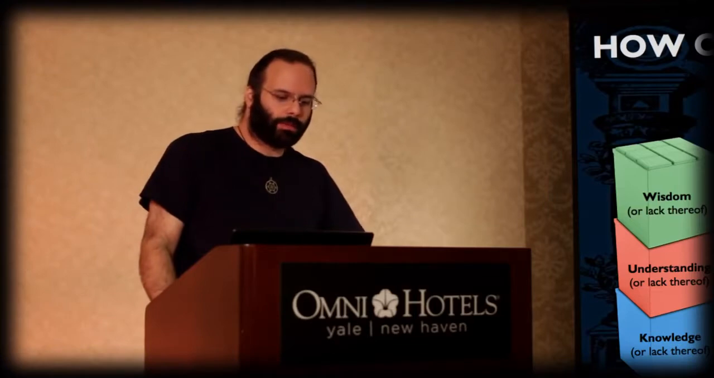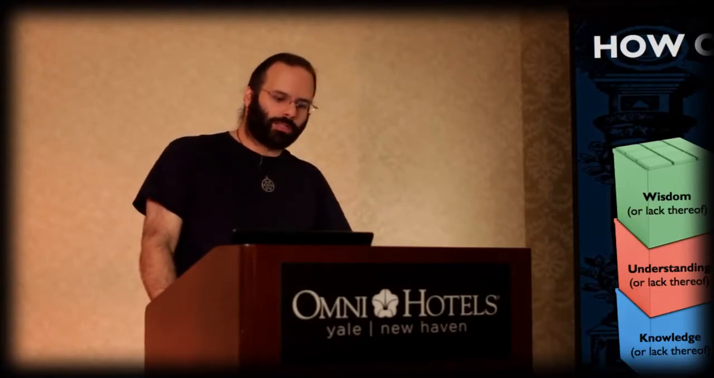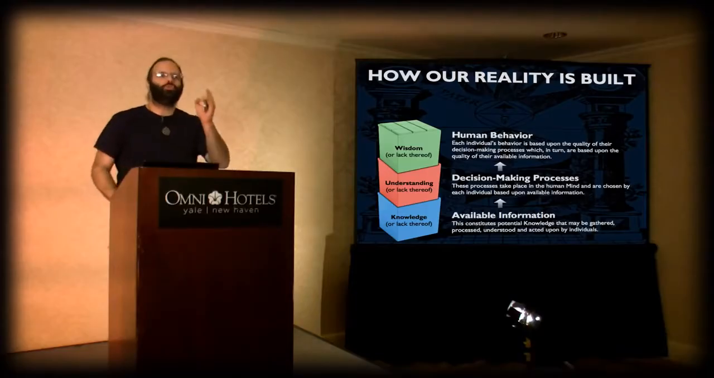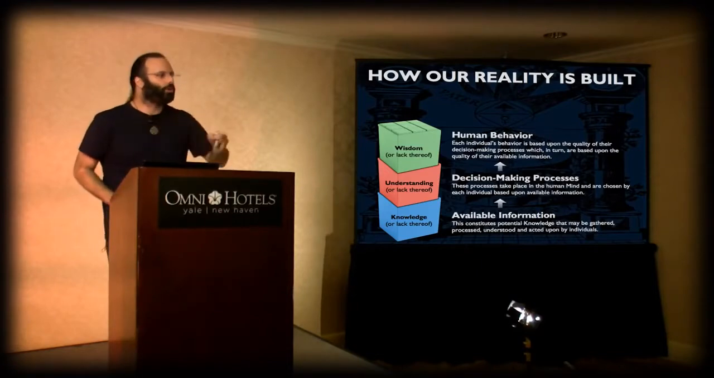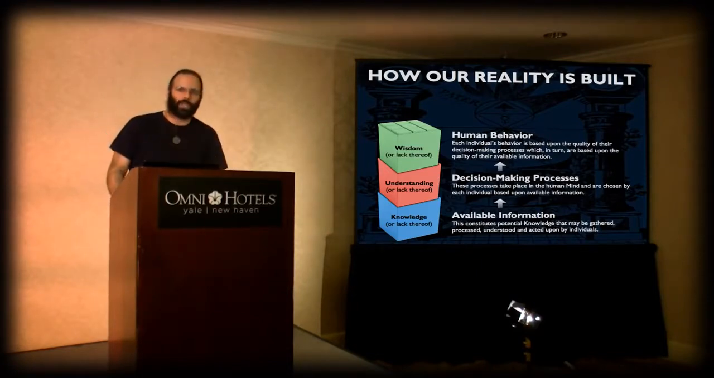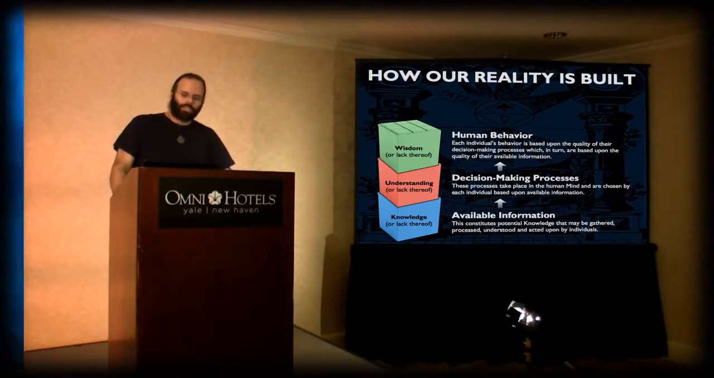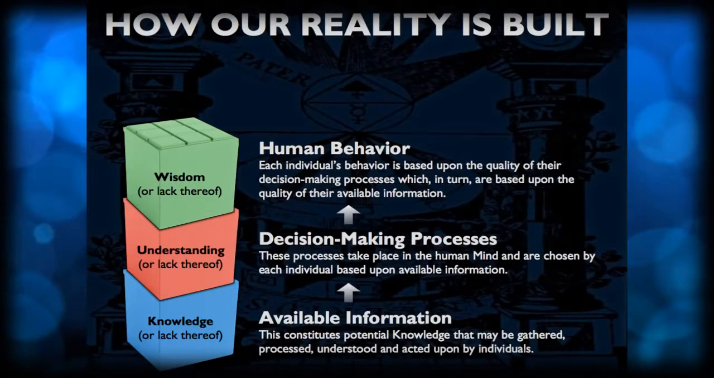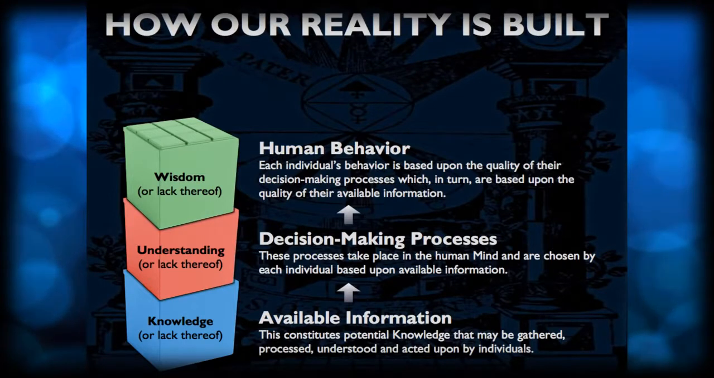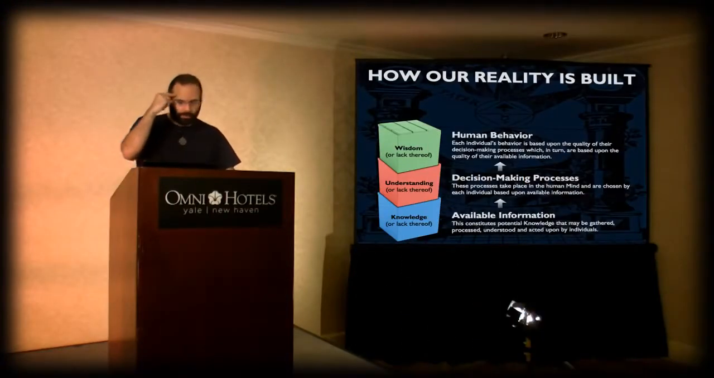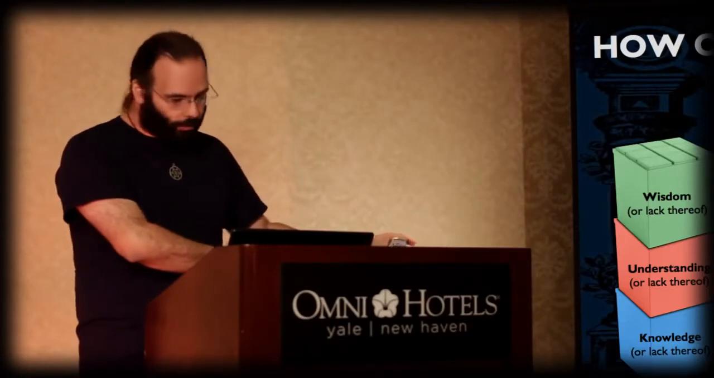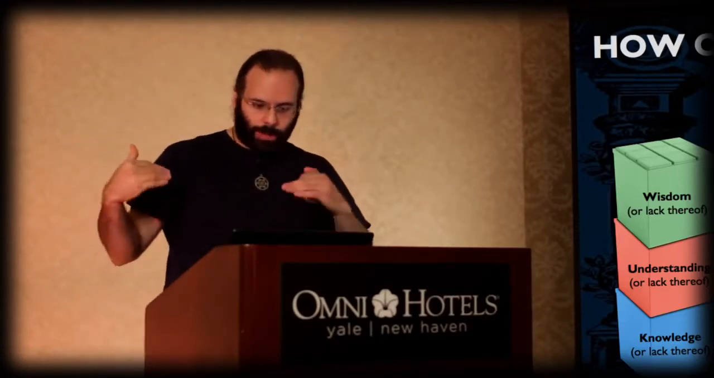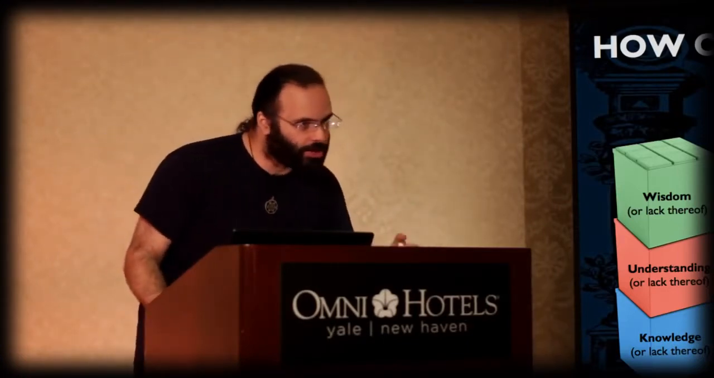Effectively, efficiently. The third stage to this process is what you do with what you have come to understand, to know and understand. So this is the action stage. Each individual's behavior, the behaviors that they choose through their own free will, is based upon the quality of their decision-making processes that are happening within the human mind. That process, as we've already seen, is in return based upon the quality of available information.